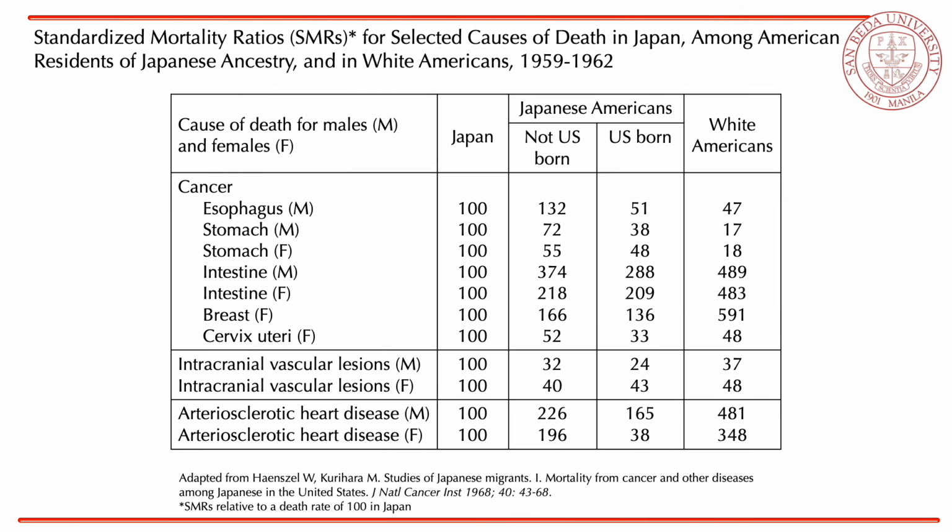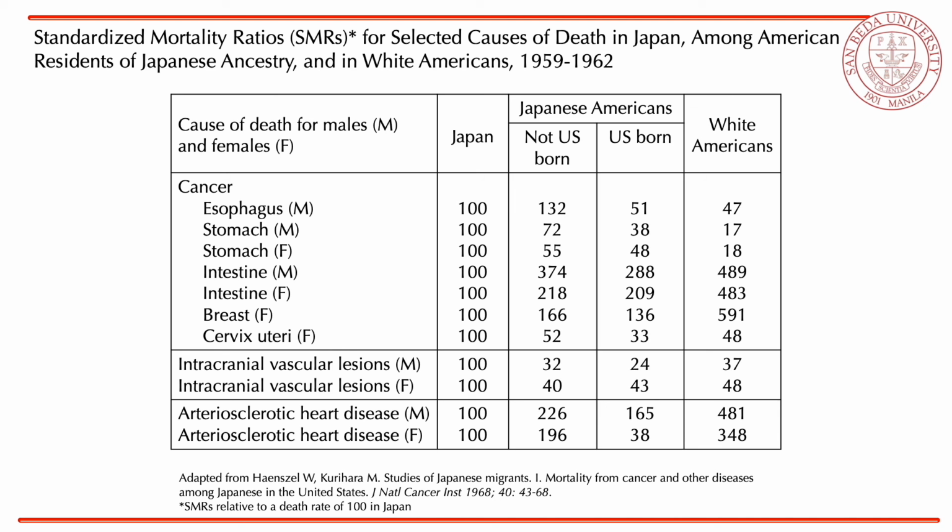Now, in this study, the investigators looked at selected causes of death among Japanese in Japan, among American residents of Japanese ancestry, and among white Americans for comparison. Now, the standardized mortality ratios, or SMRs, that were used were relative to a death rate of 100 in Japan.